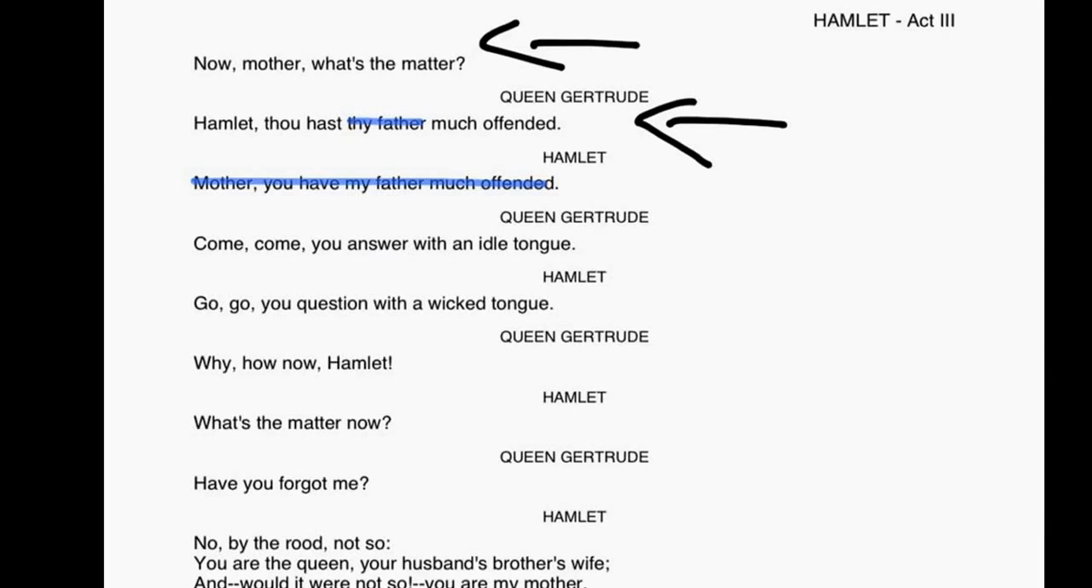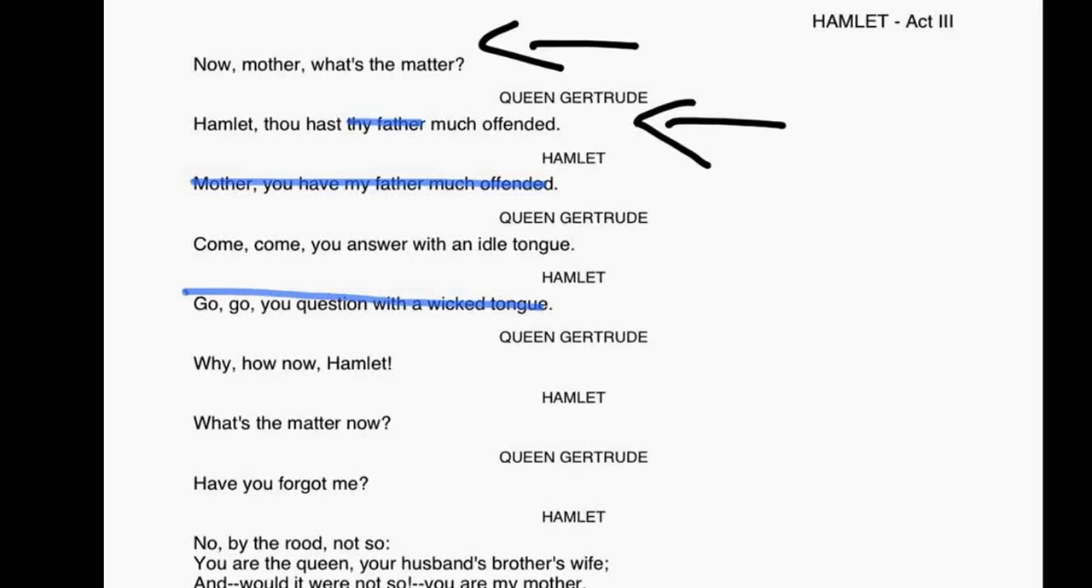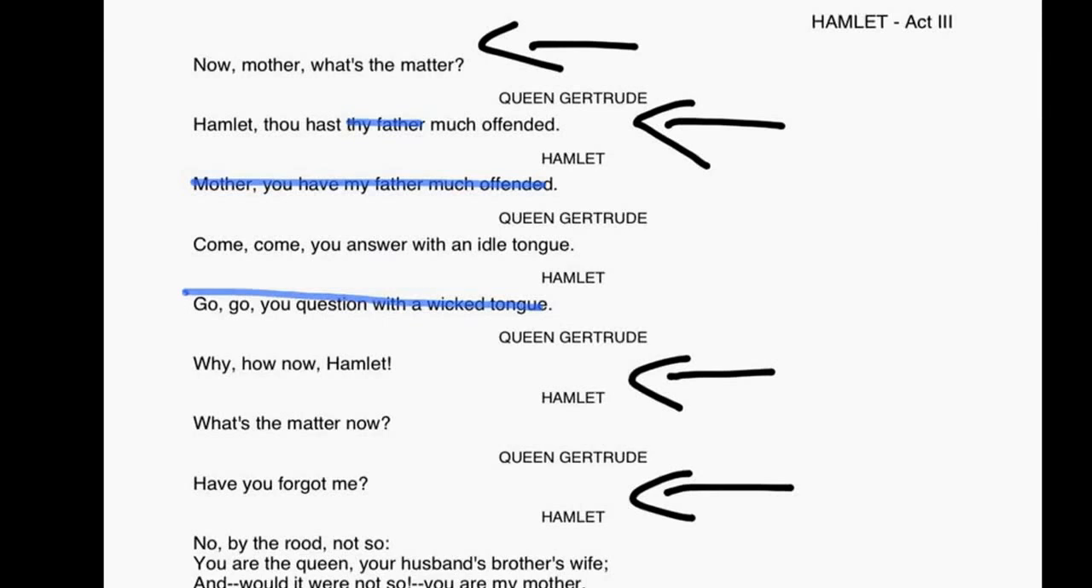And then again, the Queen sort of says, "Oh, come on, you're being a bit silly. Let's get on with our conversation." And he repeats and mimics that sentence structure again with her answer in order to be quite rude, and he calls her wicked. So she's quite surprised by this. You can see by her exclamation and her question, she's very surprised that he's being so rude to her, because it's out of character for Hamlet.